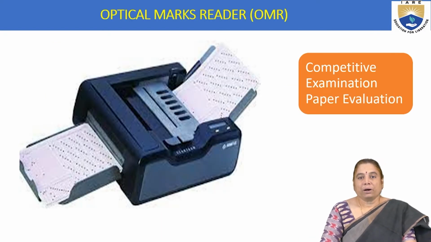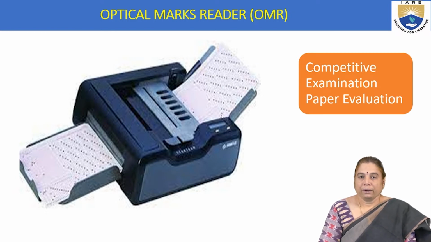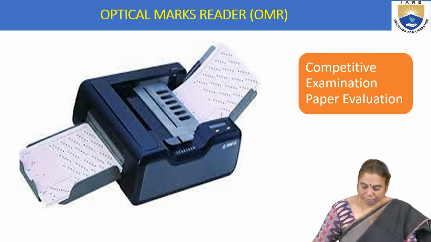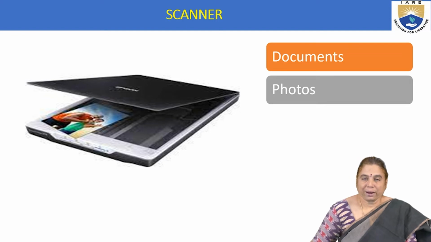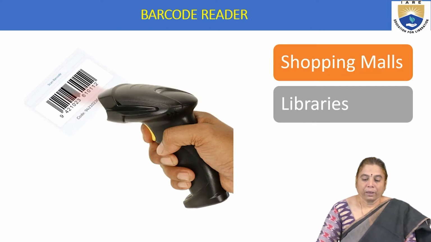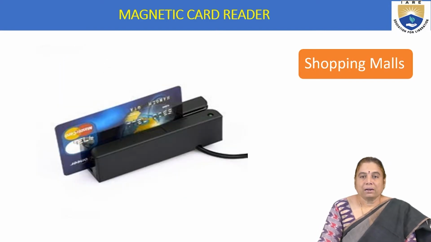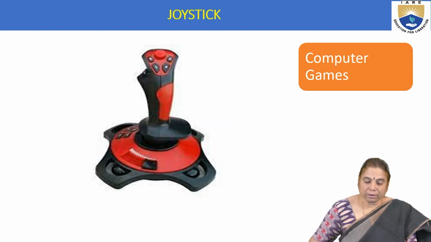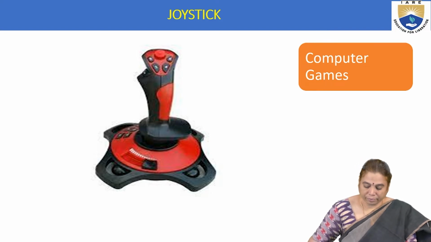Next is the optical mark reader. Those can be used for competitive exam paper evaluation. A scanner can generally be used to give documents and photos as input. A barcode reader can be employed in shopping malls and libraries to scan barcodes. Magnetic card readers can be used in shopping malls to scan debit and credit cards. A joystick can be used in gaming applications.